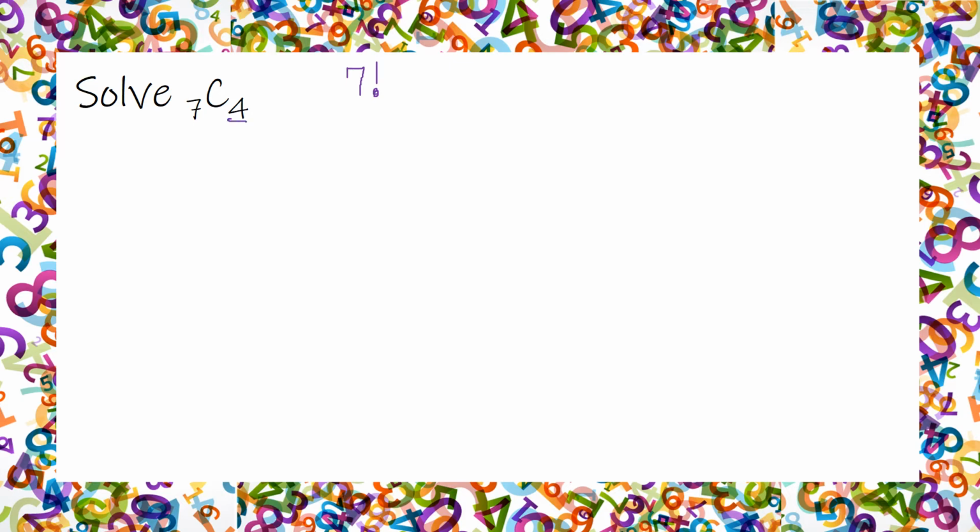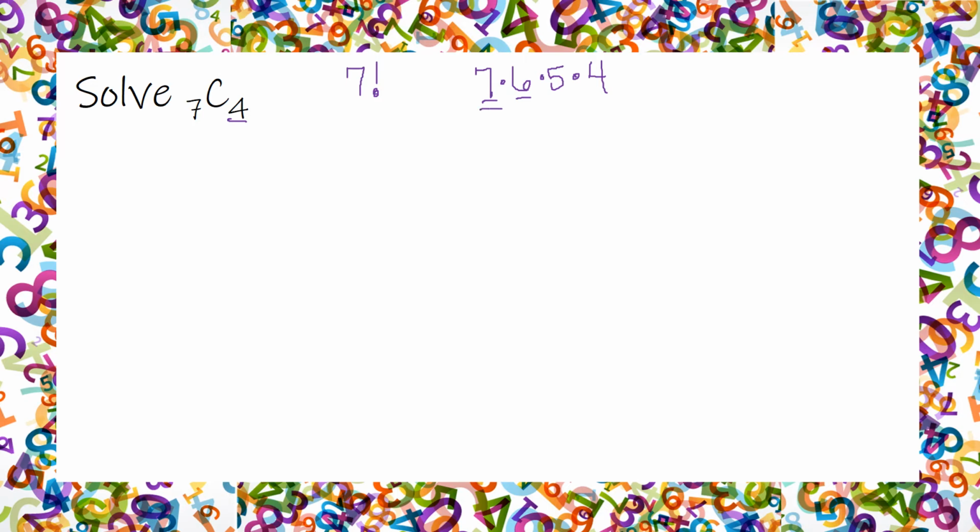okay, and we're looking at 4, we're going to go 7 times 6, and we're going to count down 4 places. So 1, 2, 3, 4. It just so happened to end on 4. It does not always act that way, but you're going to count down 4 spots.